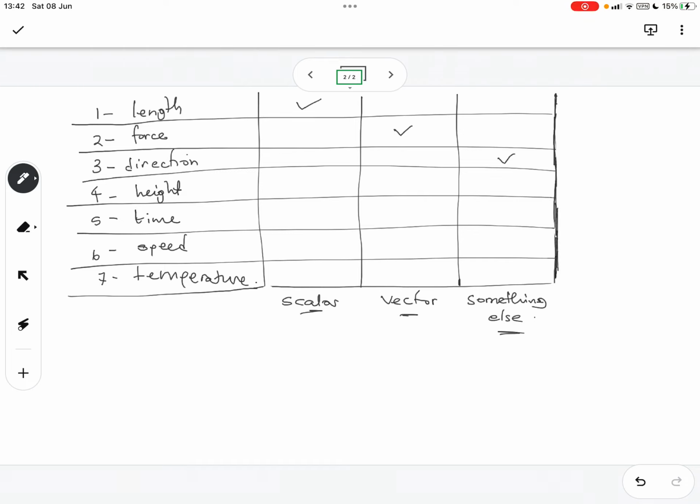Height is like length, but we don't consider it the same because length is on the horizontal plane. Length is flat, but height is vertical. Length means how long something is as it lies flat, and height means how long something is as it stands upright. So what is height? Is it a scalar or vector or something else?